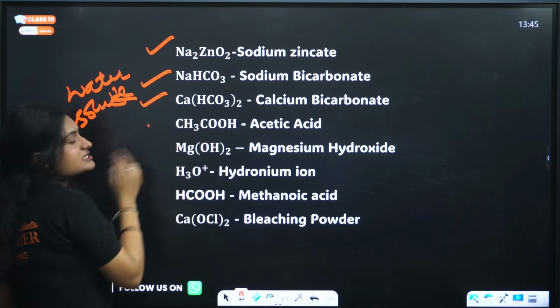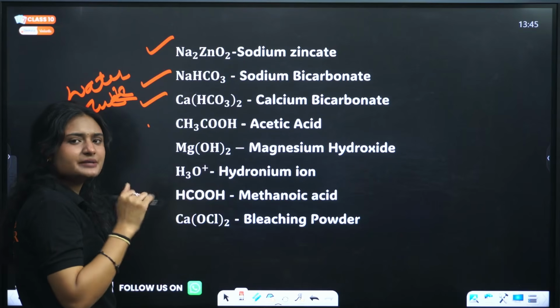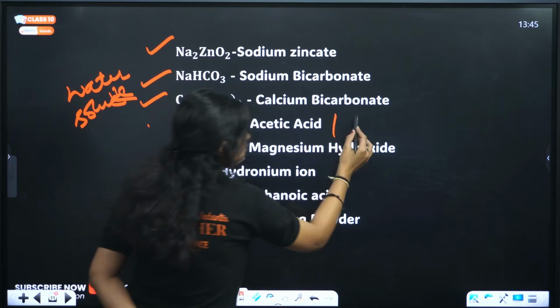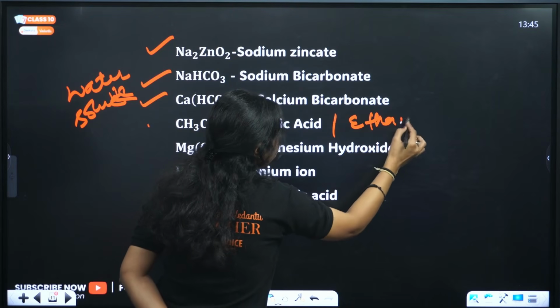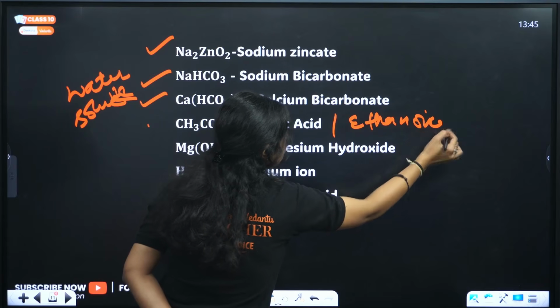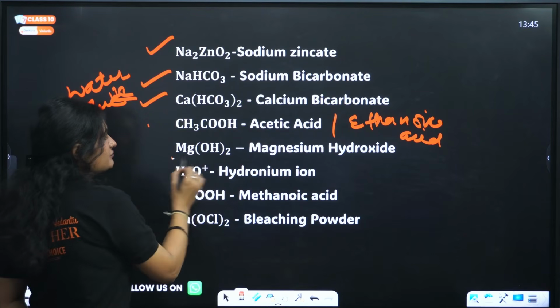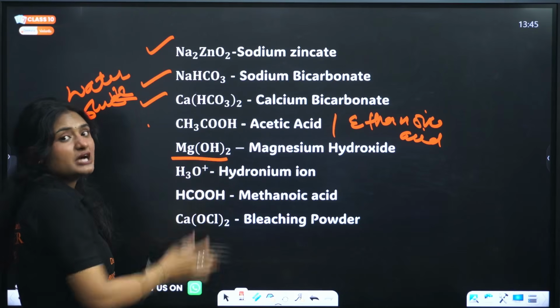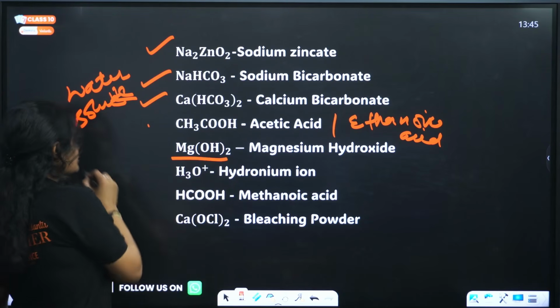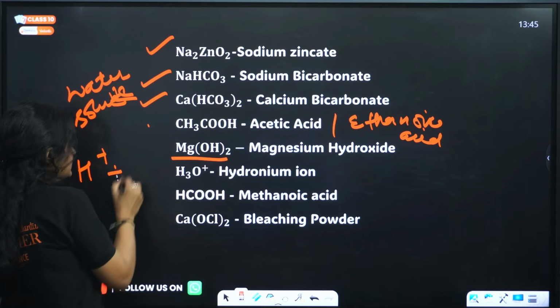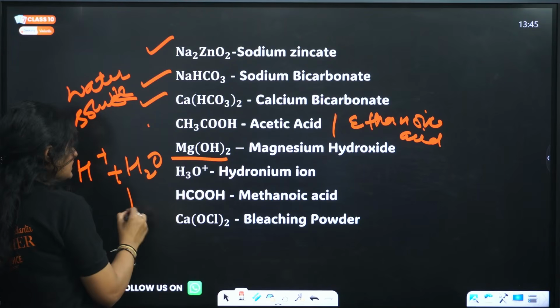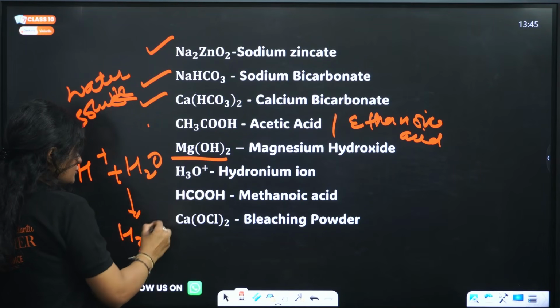Next, acetic acid, CH3COOH. Acetic acid also has a name called ethanoic acid. Next, magnesium hydroxide, Mg(OH)2. Hydronium ion, H3O positive, is formed by H positive reacting with H2O. So we get H3O positive.